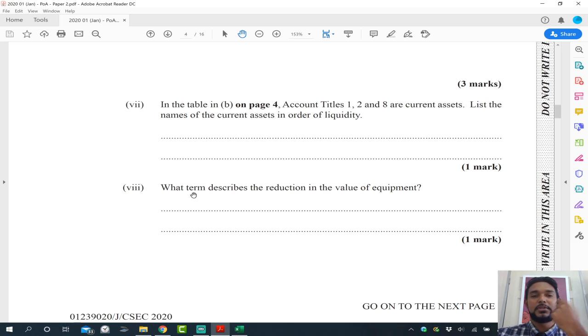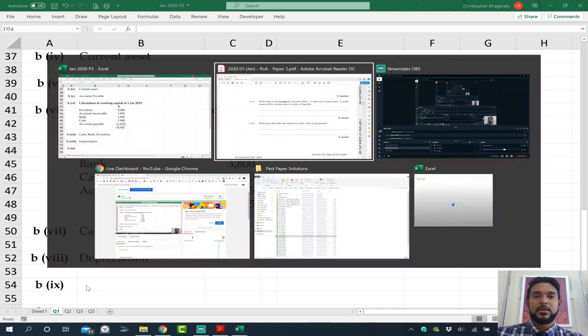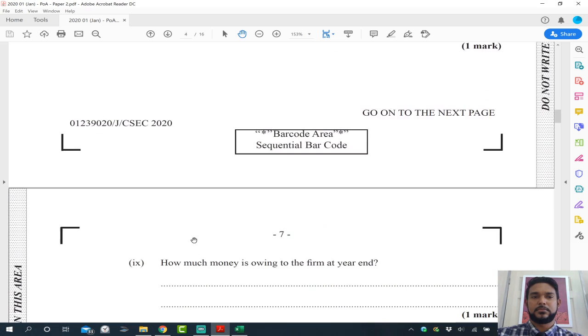Anyhow, what term describes a reduction in the value of equipment? That's depreciation. All right, IX, the X is 10. If you put a number in front of the 10, you have to subtract the first number. So 1 from 10 will give us 9. What are they asking for? 9. Let's take a look.